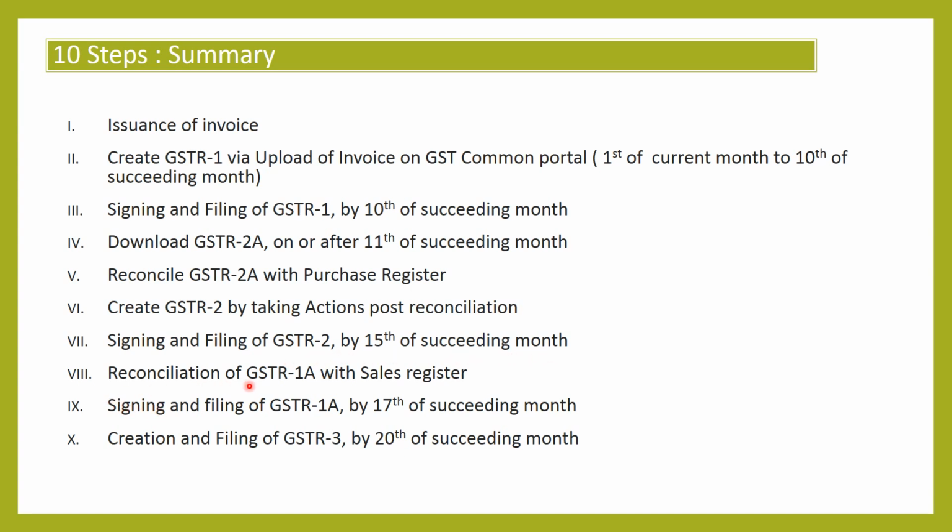Reconciliation of the created GSTR 1A with the sales register, and signing and filing of this GSTR 1A by the 17th of the succeeding month. After that, creation and filing of GSTR 3 by the 20th of the succeeding month. With this, all the compliance requirements will be fulfilled, and this GSTR 3 may ask you for the payment of tax, if any, occurring due to your liability on the outward supplies. So if your outward supply liability is more than your inward supply credit, then you need to pay tax also at the time of filing of GSTR 3. If it is not there, then you can carry forward the input tax credit available to you post adjustment of the output tax liability of the current tax period.